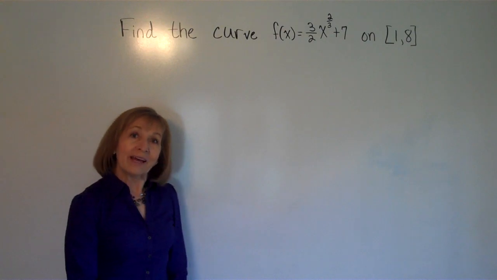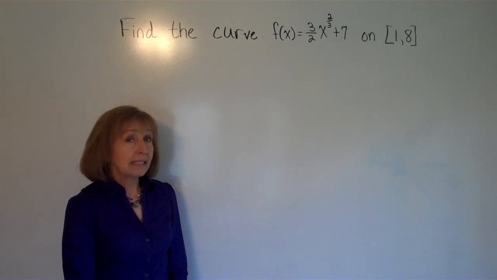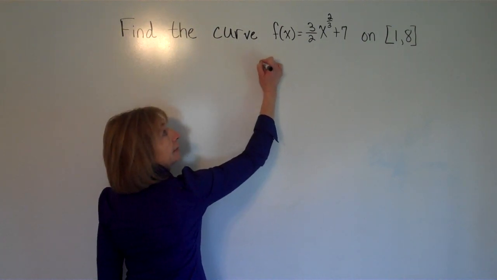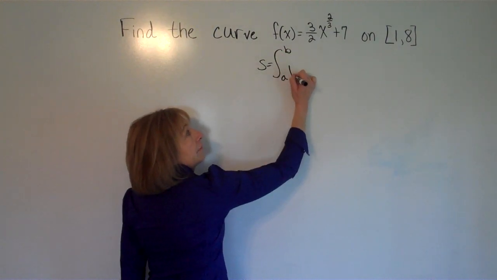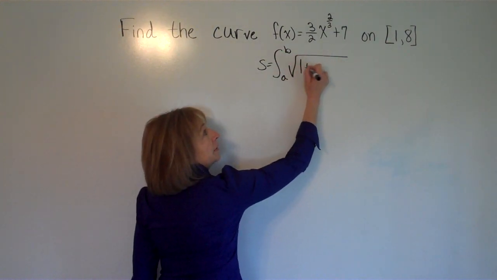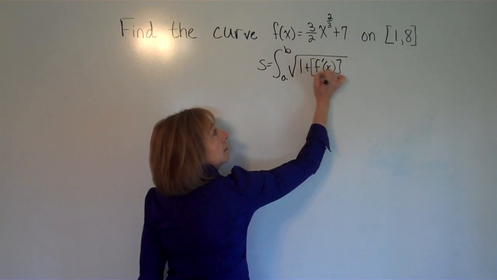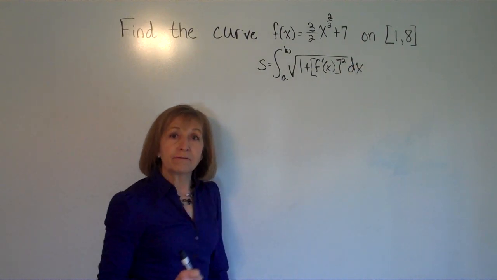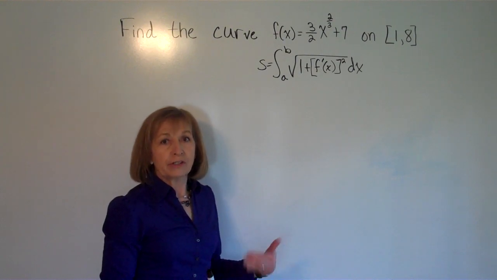Let's go through an example where we find the length of a rectifiable curve on a closed interval. Now remember, the formula from calculus to find the length of a curve is s equals the integral from a to b of the square root of 1 plus f prime of x squared dx, if you have a function y equal to an expression in x's, or your function f of x equal to an expression of x's.